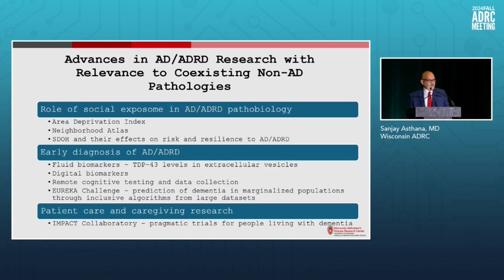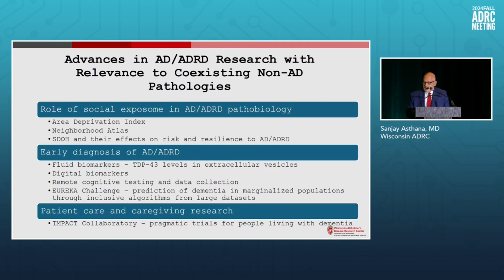The early diagnosis of Alzheimer's, we really have ways through imaging and fluid biomarkers to diagnose the disease in pre-symptomatic stages. The same can be done for non-Alzheimer's dementias using the information and the knowledge we have gained from early diagnosis for Alzheimer's disease. You've heard of the Eureka Challenge.